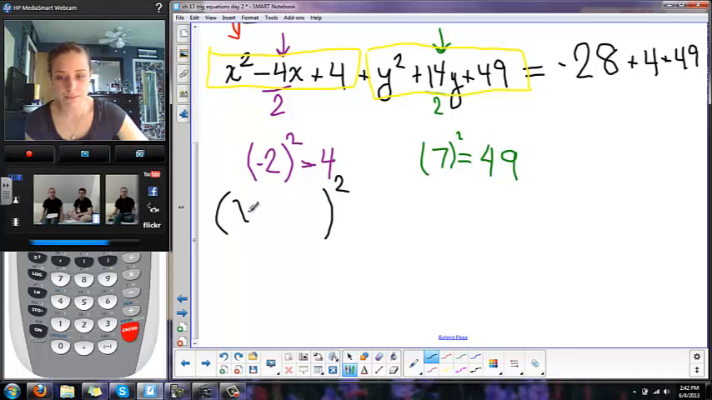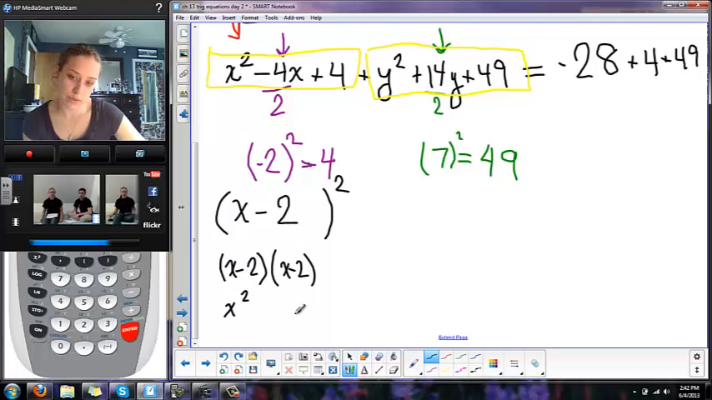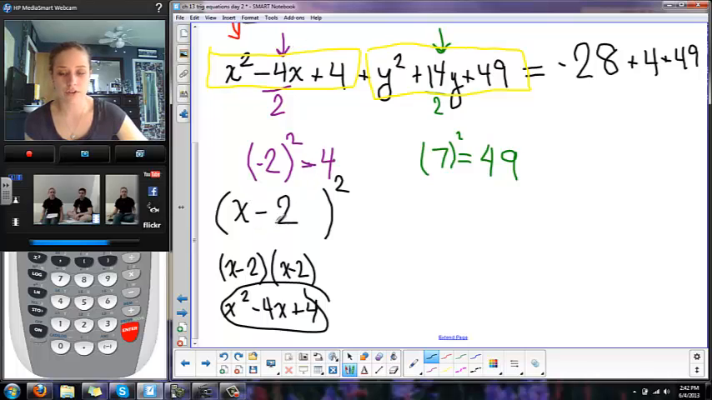How can I rewrite this as a binomial squared? This is actually x minus 2 quantity squared, because it's the same thing as saying x minus 2 times x minus 2, and then if I FOILed that, x times x gives me x squared, x times negative 2 is negative 2x, x times negative 2 is another negative 2x, 2 negative 2x's give me a negative 4x, negative 2 times negative 2 is a positive 4. So you see how this is exactly what we have right there? That's why I can write this as an x minus 2 squared.